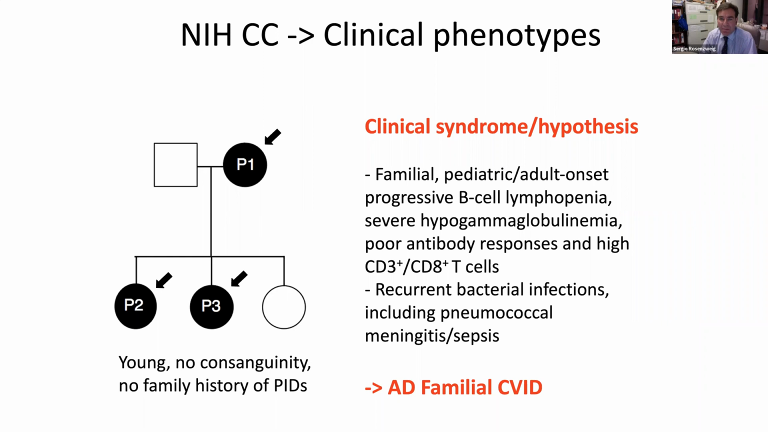So a single test might not suffice. You might have to test multiple times to see if the B-cells are declining. Severe hypogammaglobulinemia that is also progressive, poor antibody response, and high CD3 and CD8 T cells. Clinically speaking, the patients behaved as most CVID patients: they have hypogammaglobulinemia and recurrent bacterial infections, including pneumococcal meningitis and sepsis.